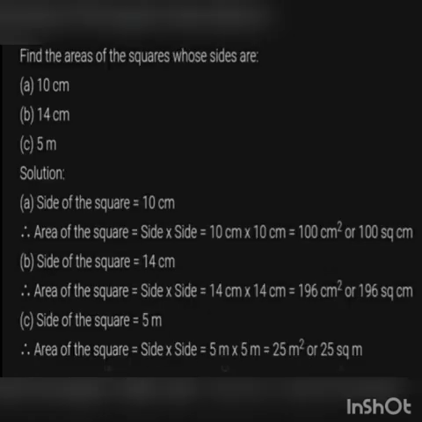Now next question. Find the area of the square whose sides are 10 centimeter, 14 centimeter and 5 meter. For a square all the sides are equal. So the side is given as, first one, 10 centimeter. What is the area of the square? Side into side. So 10 into 10, 100 centimeter square. Second square, side is given as 14 centimeter. So the area will be side into side, 14 into 14, you will get 196 centimeter square.